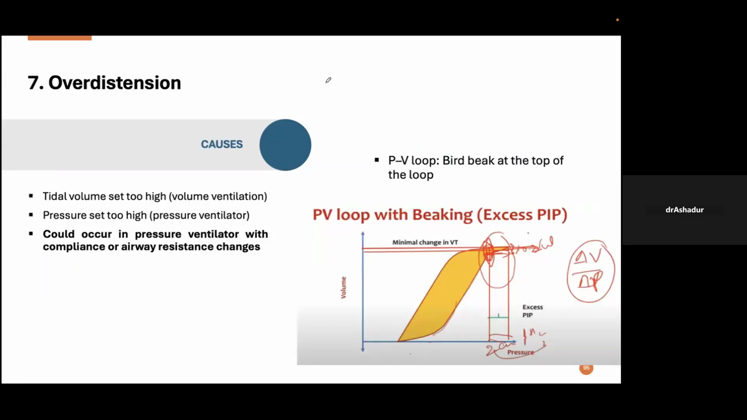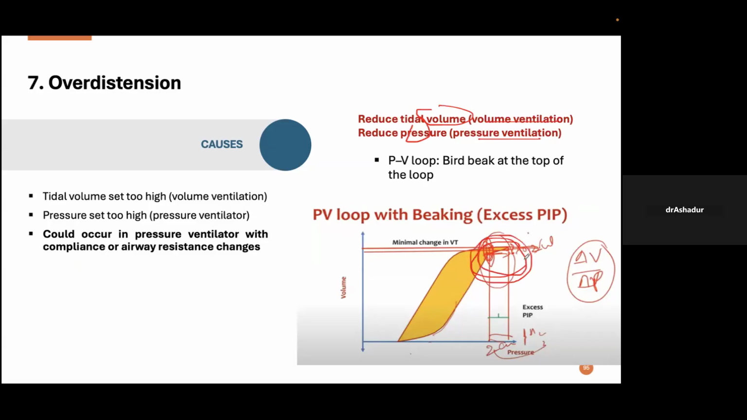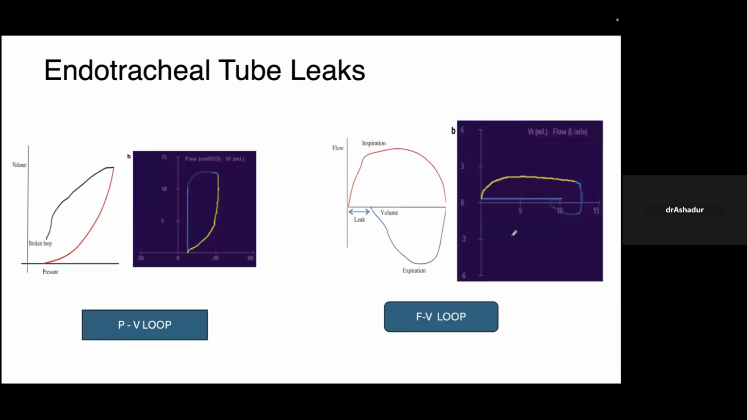Overdistension already discussed. So what we need to do is either reduce the volume in volume ventilation or reduce the pressure in pressure ventilation. But we should not find any sort of beaking in your loop. This is the important message. Leaks: the PV loop looks like this, and the flow volume loop looks like this.